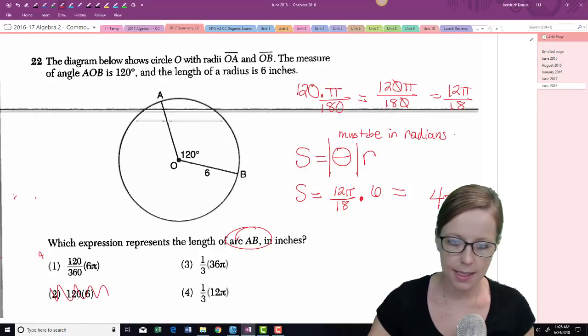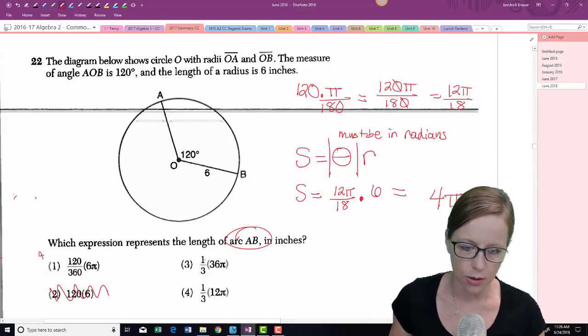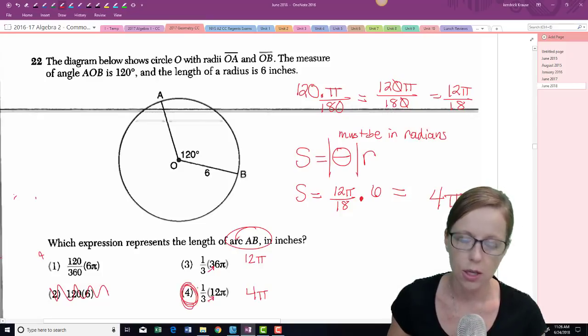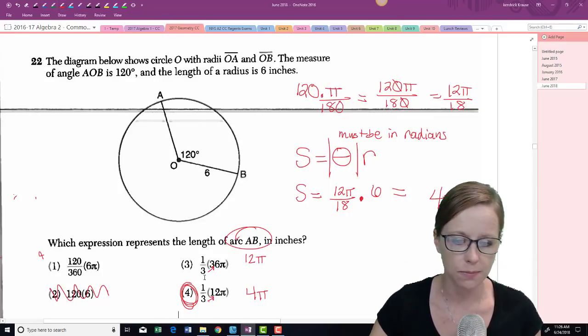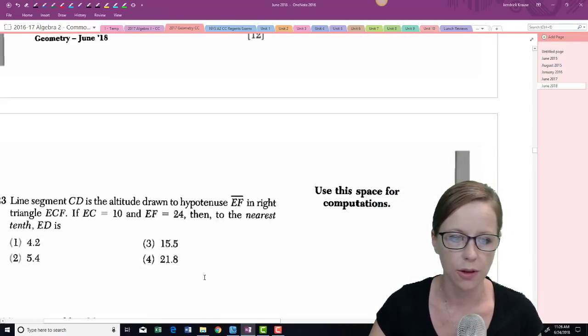Okay, so you have to see which of these is equivalent. Well, in my brain, I'm looking at these two. 36 divided by 3 is 12, so that would be 12 pi. I'm looking at this one. 12 divided by 3 is 4, so that would be 4 pi. There's our answer. You could also go to your calculator to see which one matches. Nothing crazy. Just trying to teach you some other things about fractions and numbers as we move.